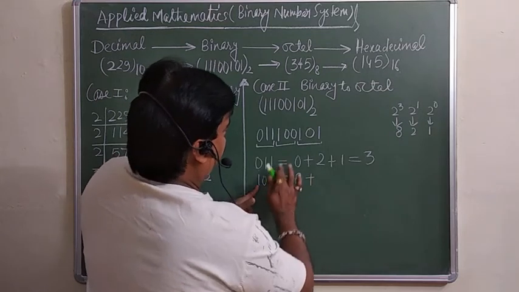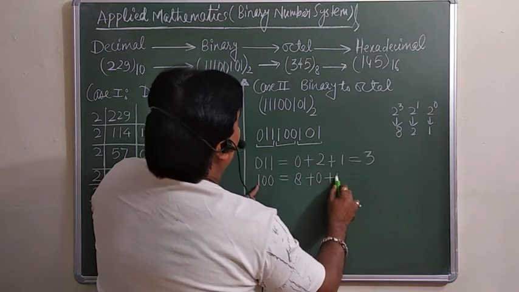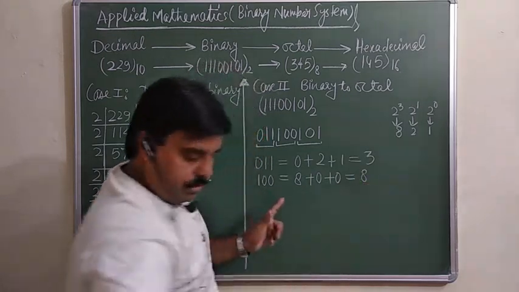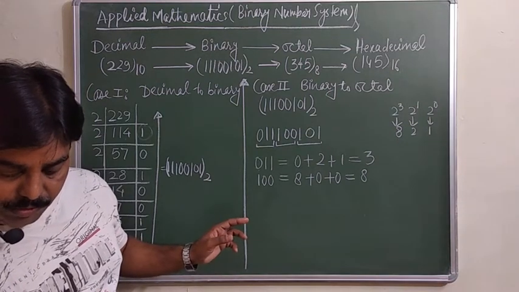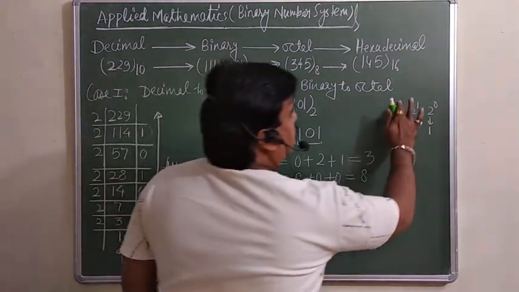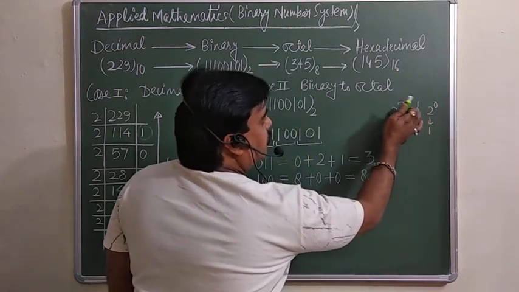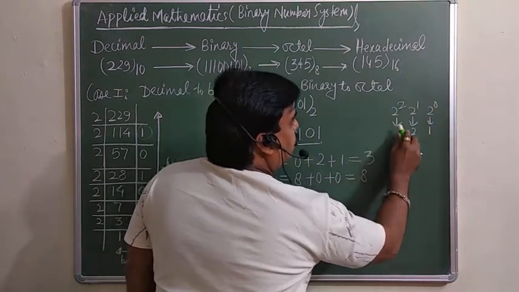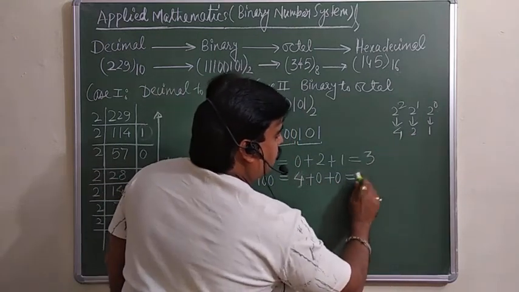Plus, for 0 0 plus 0. So this is your 8. I think we are committing a mistake here. Sorry, this is not right; 2 raised to power 2 will be here. Yes, because 2 raised to power 1, then 1, 0, then 1, then 2 will come. So here the 4 will come. So this is your 4.